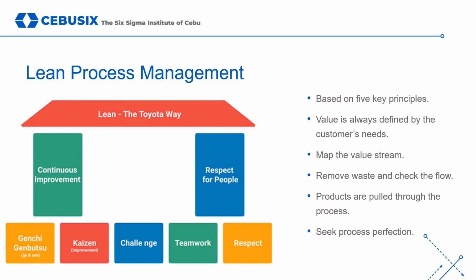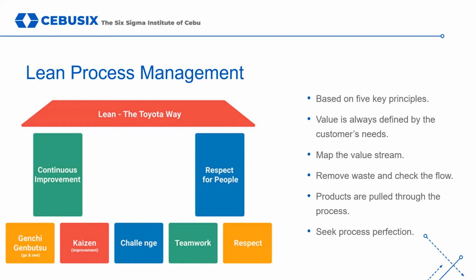The principles of the Toyota production system were brought to the United States and introduced as lean process management. Because of their similarities and how well they work together, today we have combined Lean and Six Sigma into a single methodology. Nevertheless, Lean is based on 5 key values.